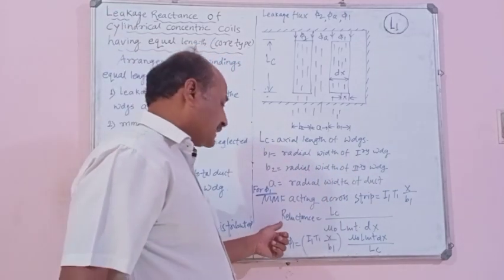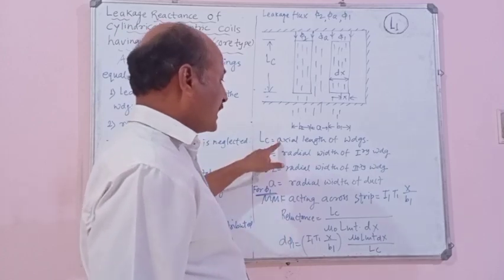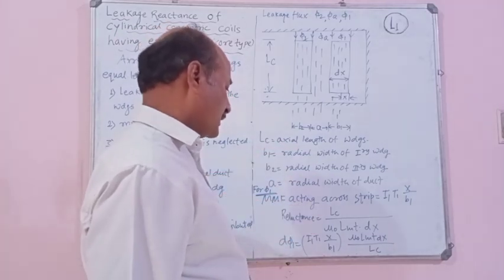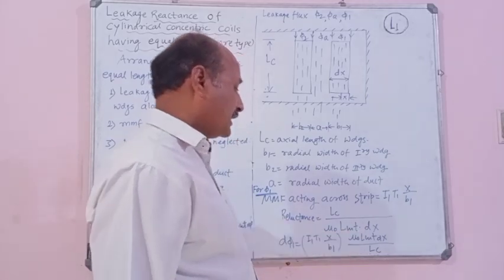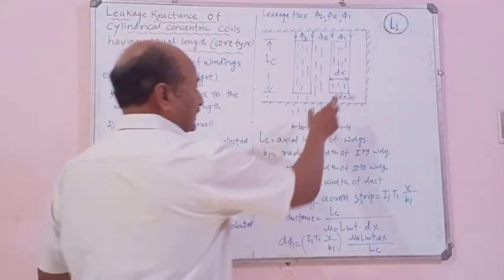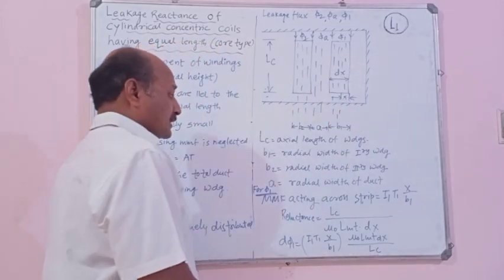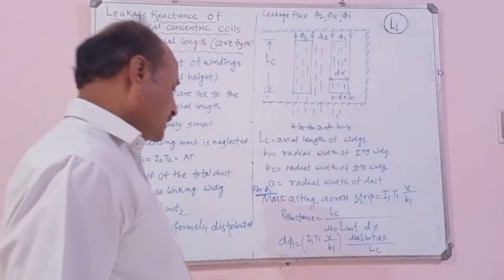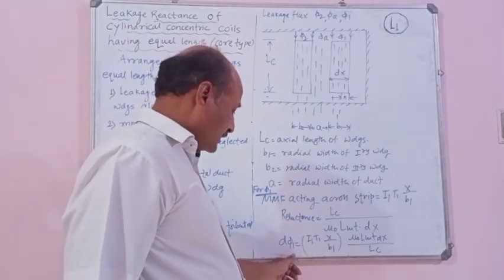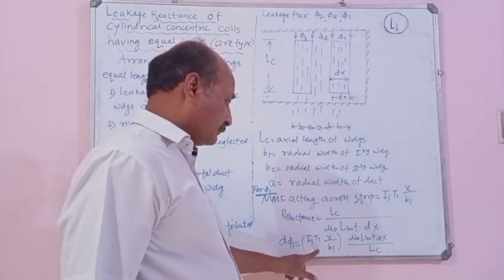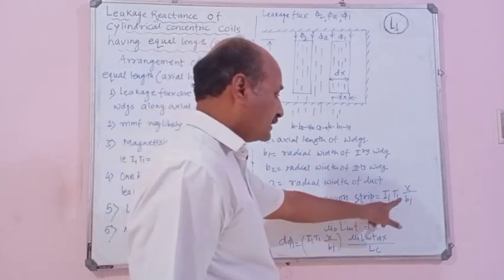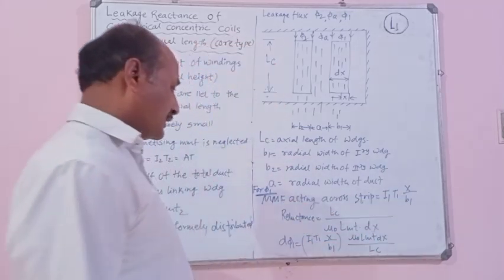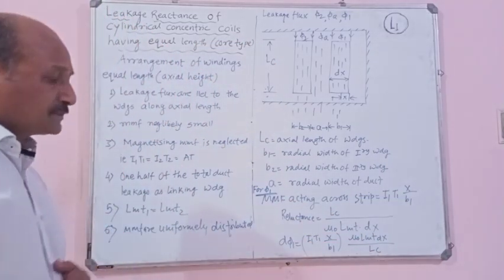So what is the reluctance? The reluctance is given by the axial length of the winding divided by mu 0 into LMT into dx. Whereas dx is nothing but the width of the strip. So d phi 1 equals I1 T1 X divided by B1. Now see the next part of this expression.